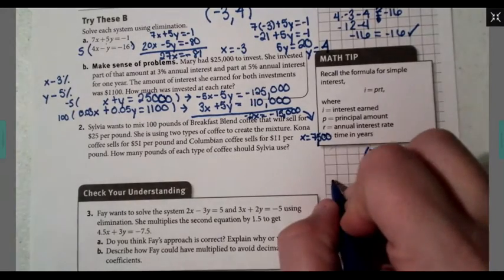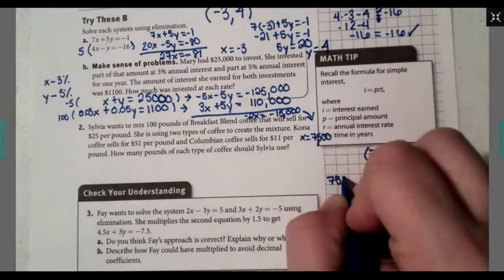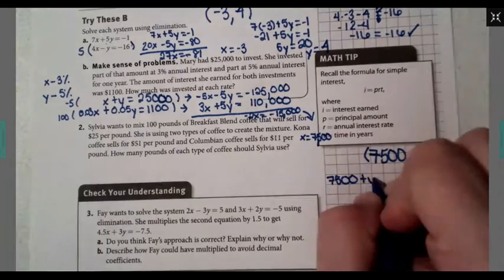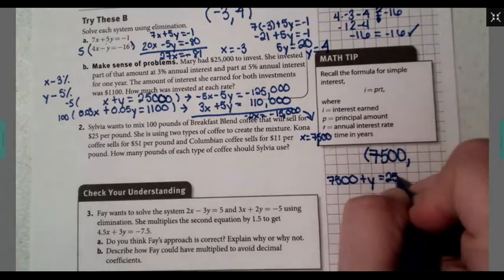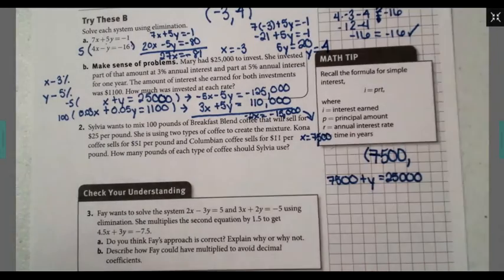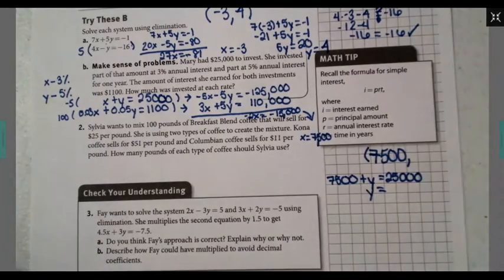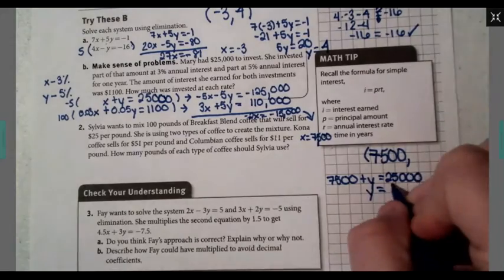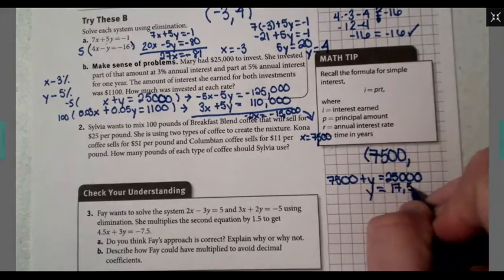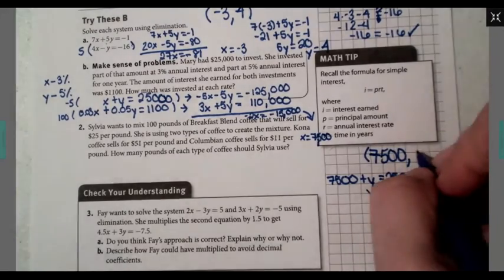So we're going to do 7,500 plus y equals 25,000. So y is going to equal 17,500.